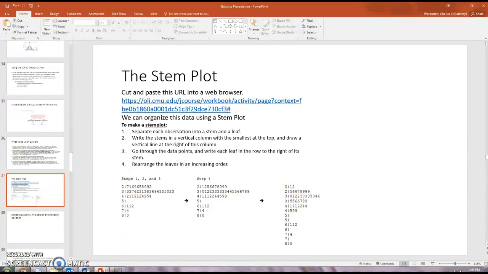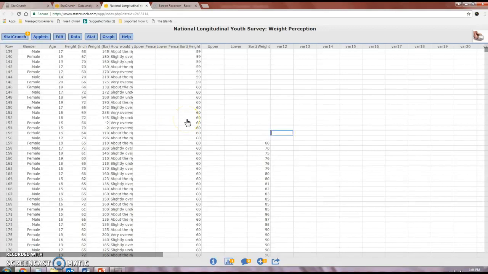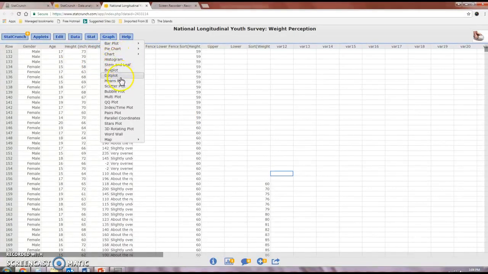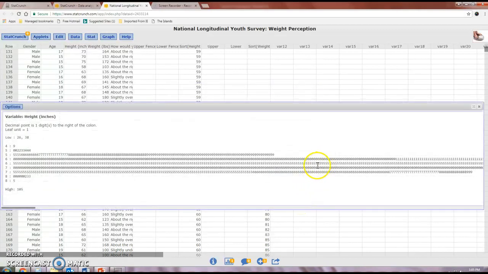So let's see if we can do that to a data set in StatCrunch. Let's see what would be appropriate. I guess we could do it with really any one of these. I guess we could do it with height. So let's go Graph, Stem and Leaf. We'll do it with the height, and let's see what it gives us.